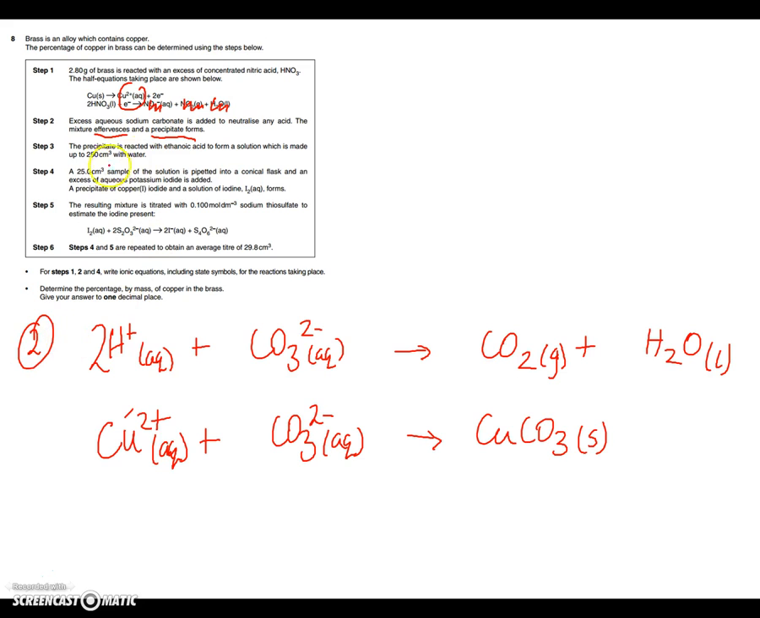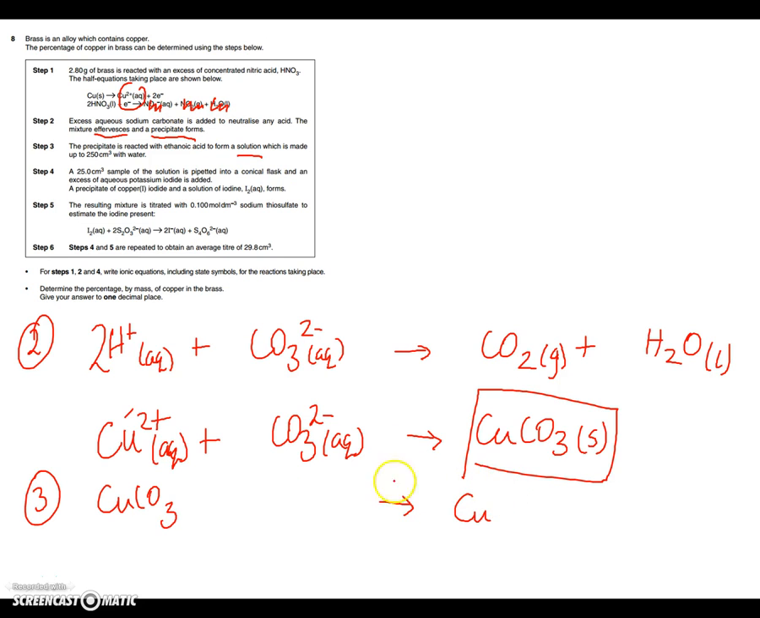The next step, although you're not asked to write ionic equations, it's worth having a look at what's formed in here. In step 3, the precipitate is reacted with ethanoic acid to form a solution, which is made up to 250 cubic centimetres with water. So our precipitate, which we've decided is copper carbonate here, this is forming a solution. So our copper ions must be coming out in solution somehow.